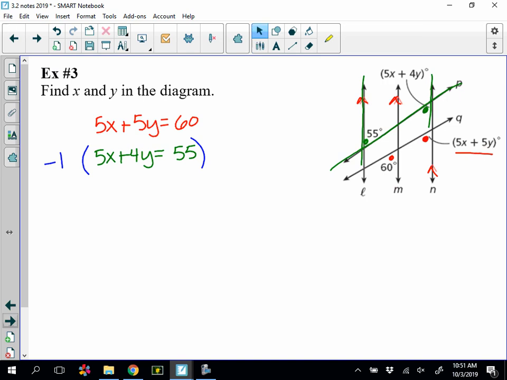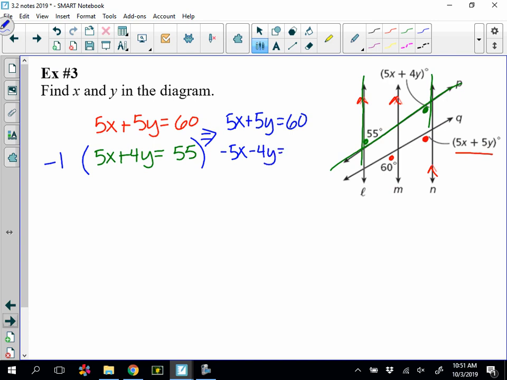So I'm just going to bring everything over here. My top equation, I'm not modifying. My bottom equation, I'm going to multiply by -1. Now we can add these together. So that adds to 0. 5y minus 4y is just 1y. 60 minus 55 is 5. Now I can take that and substitute it in for either this y or this y.